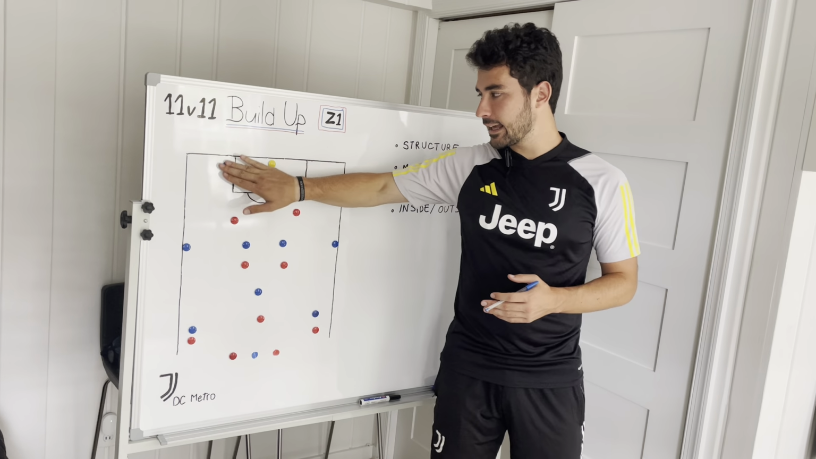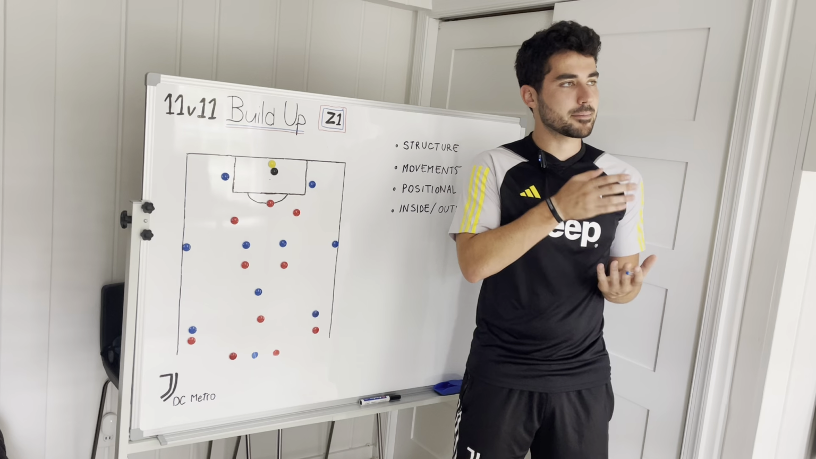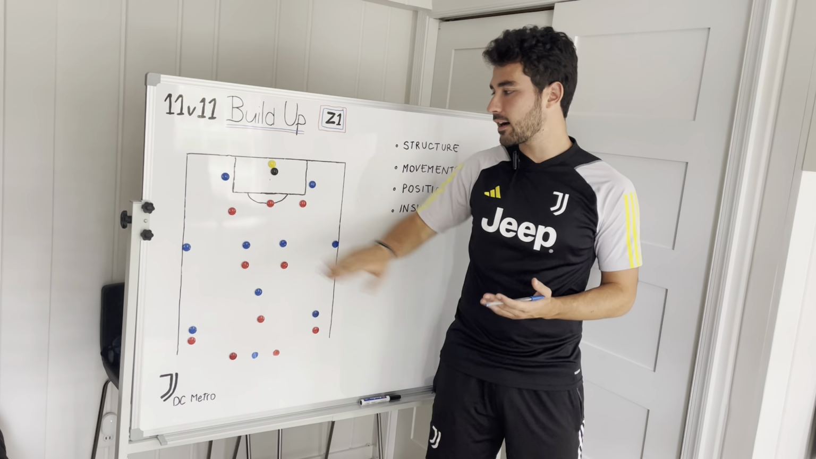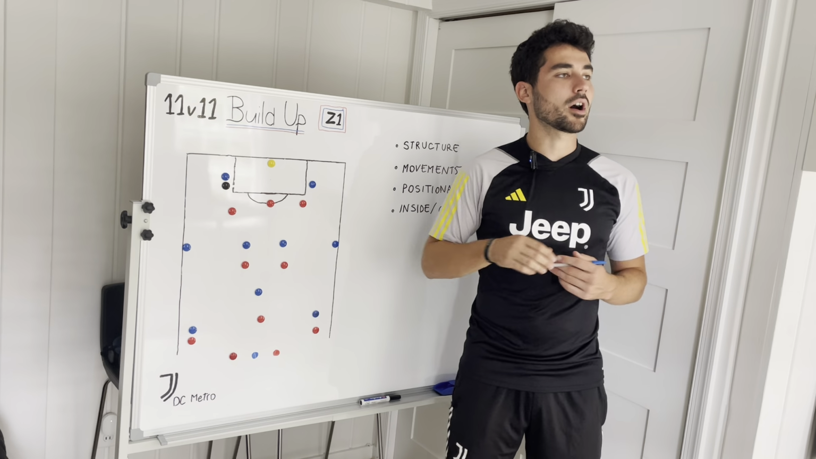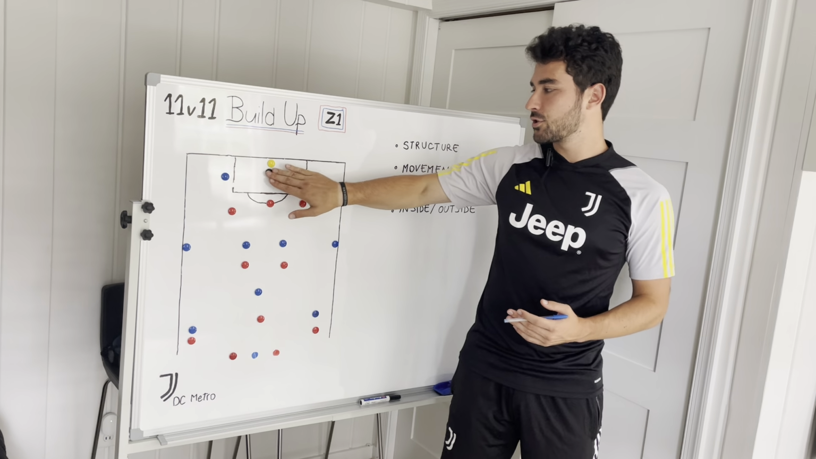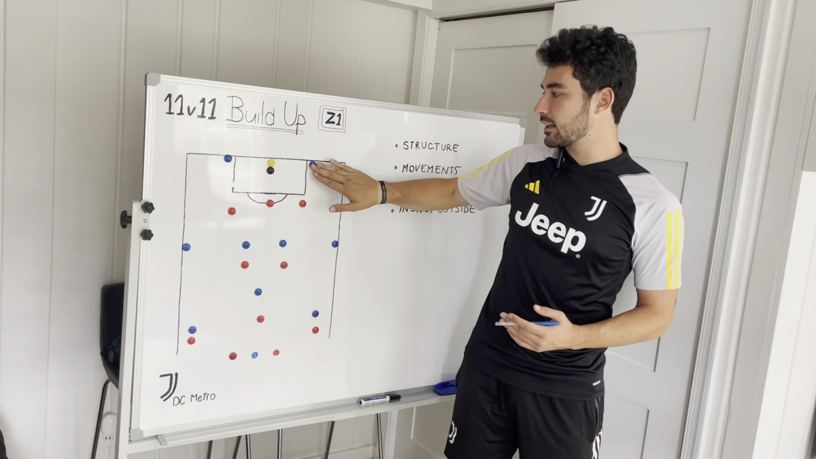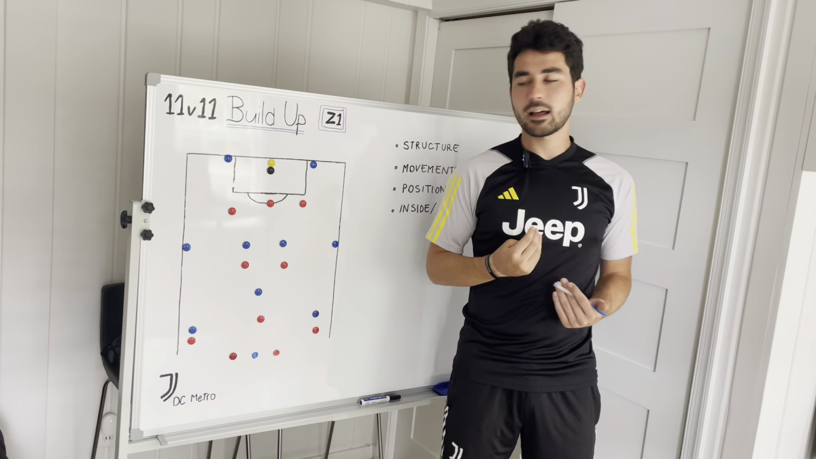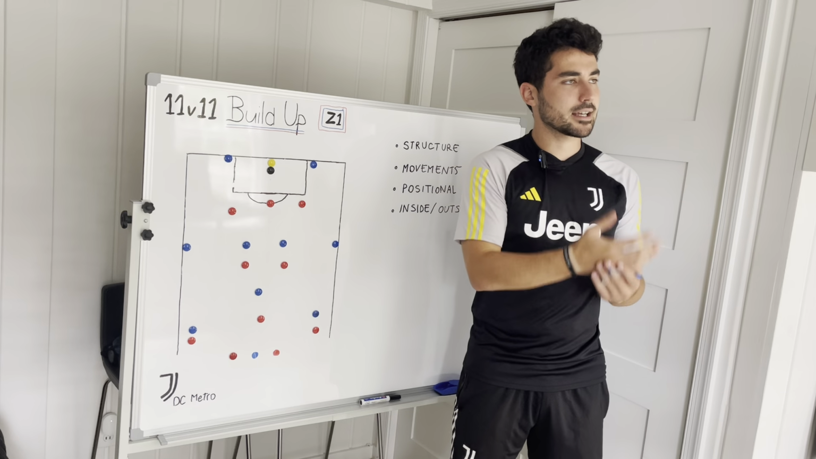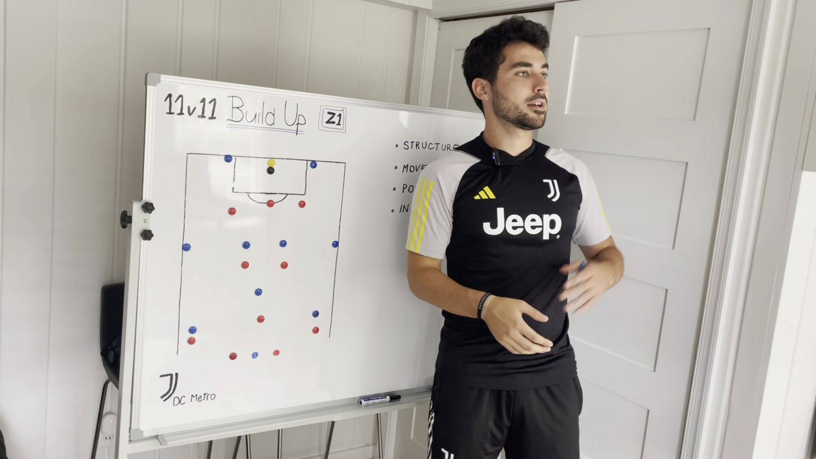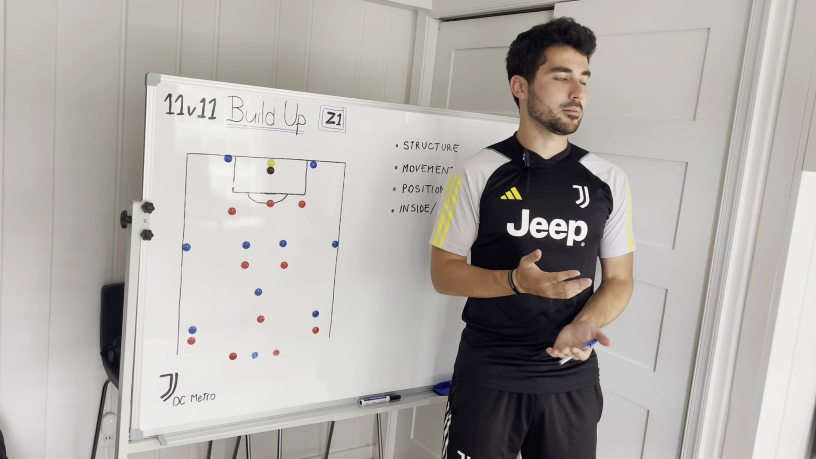If they are higher and we're faced with a high press that starts at the top of the box, as soon as they receive, they have pressure onto them right away. So if they are starting deep, almost on the goal line, they're buying themselves a few yards and a few extra seconds to scan the field, pick the pass, and see what's available.